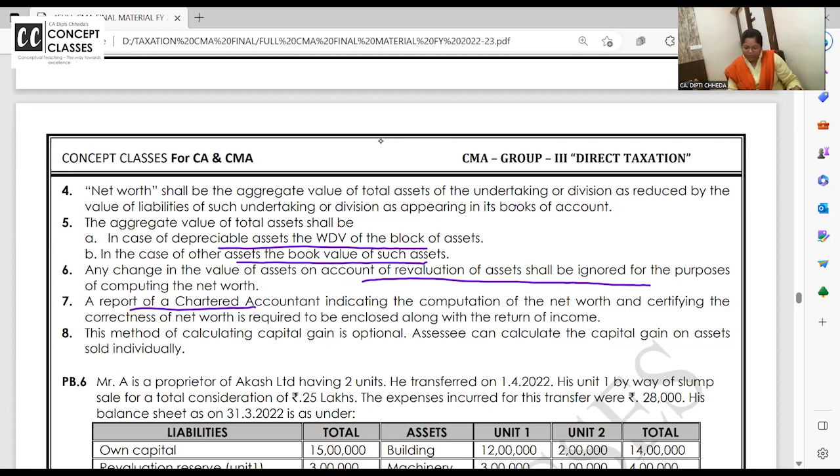Report of a chartered accountant is needed. And this method is optional. Ma'am, I don't want to go for 50B. Okay. Take separate sale consideration for plant and machinery, laptop, and land and building, and calculate the indexed cost of acquisition for all as you wish. Okay?